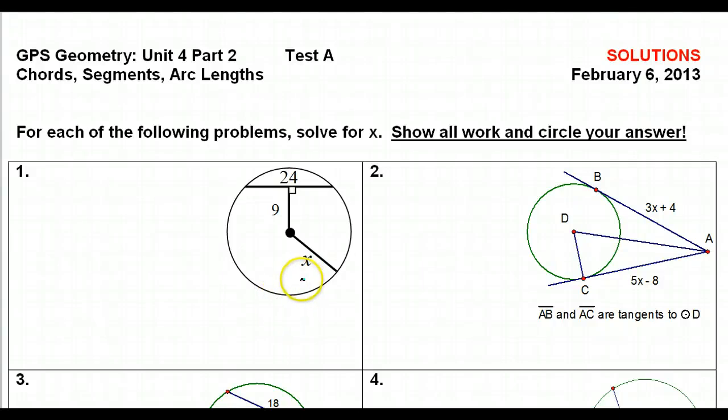Alright, well this was a test of Unit 4 Part 2. And this Unit 4 is all about circles, and Part 2 was all about arcs and chords and how those things are related. We got into arc length and even the segments that are inside a circle or passing through a circle. So this test with its solutions will serve as a good review of circle concepts with arcs and chords and segments. Alright, let's get started.